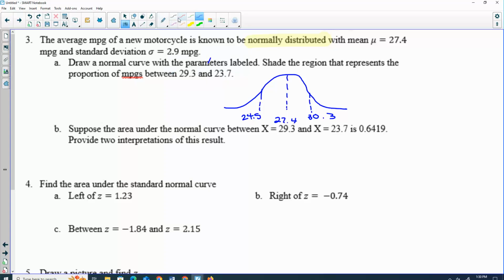Okay, and then I asked you to shade what would be between 29.3 and 23.7. So we're just roughly shading. 23.7 is a little bit below my mean. 29.3 is about here. So we are just shading in between. And I didn't ask you to actually find any probabilities. Just can you draw a picture?